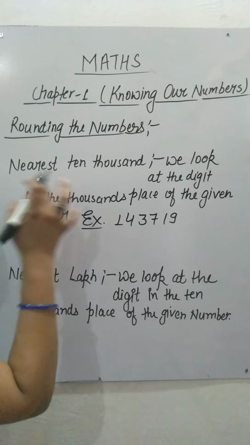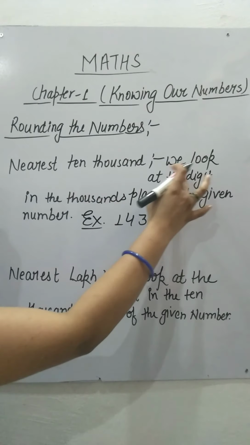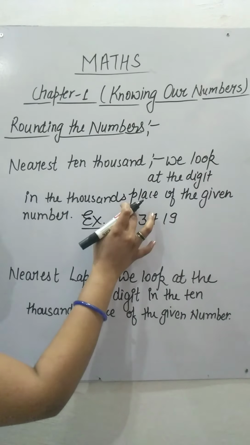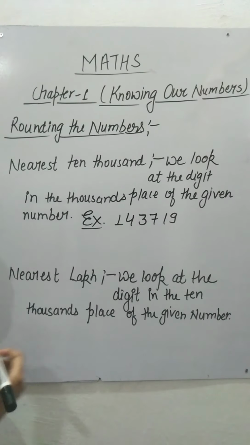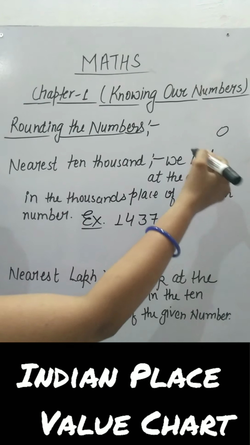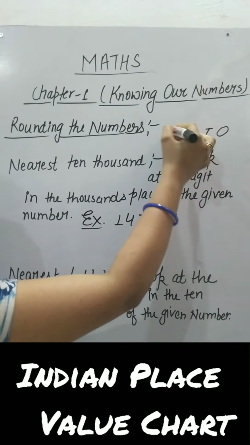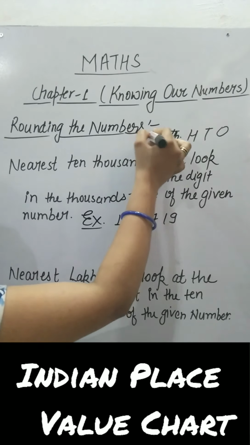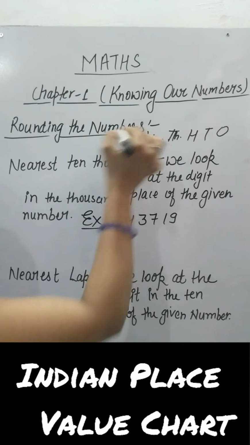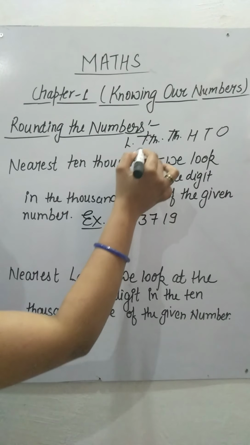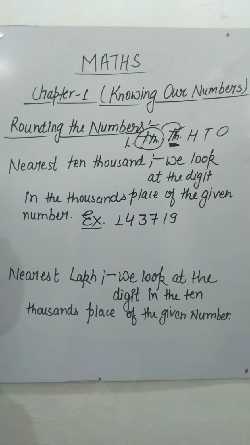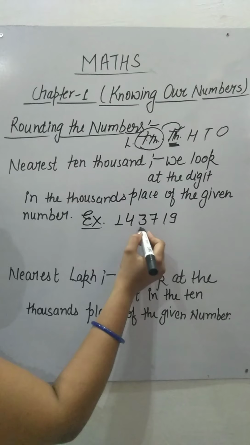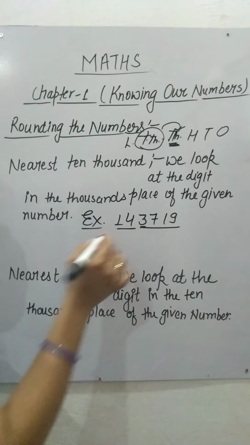So students, if we round off to the nearest 10,000, we will look at the digit in the thousand place of the given number. The given number is this. So we'll look at the thousand place. You know the Indian place value chart: ones, tens, hundred, thousand, 10,000 and lakh. Now we will round off to the nearest 10,000, so we see the nearest place, that is 1000. We look at the digit in the thousand place: ones, tens, hundred, thousand.